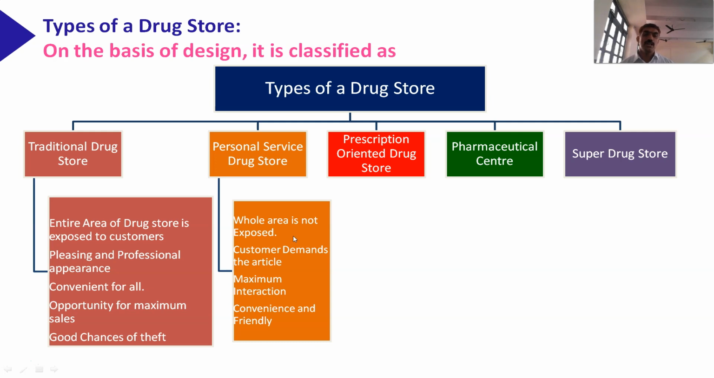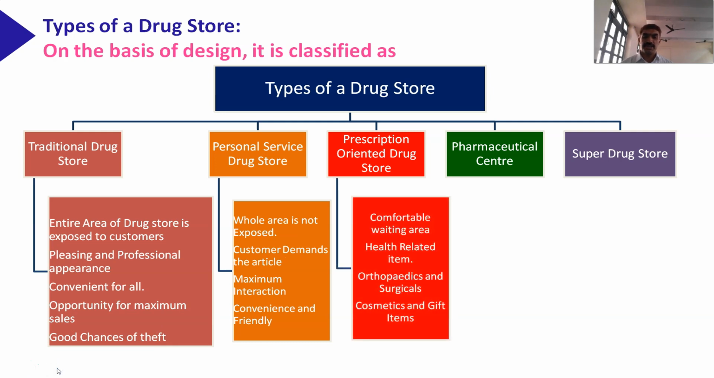Now let us move on to the prescription oriented drugstore, the third category of the types of drugstore. These types of drugstores provide a comfortable waiting area, where the customers are expected to wait until their prescription is made available. That is one of the good things we can see here.